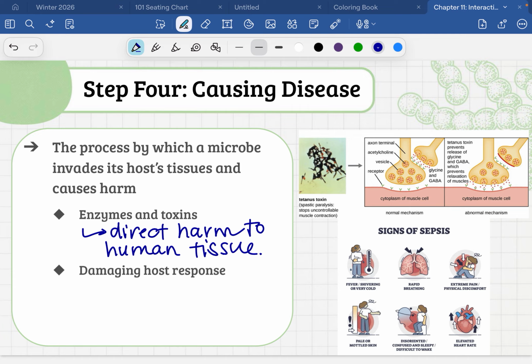Okay? Now, the other way that they can cause harm is actually indirectly through our own human immune system. So when organisms invade our human body, our immune system is trained to respond. And sometimes that response can work against us. So the damaging host response is indirect damage through the immune system.